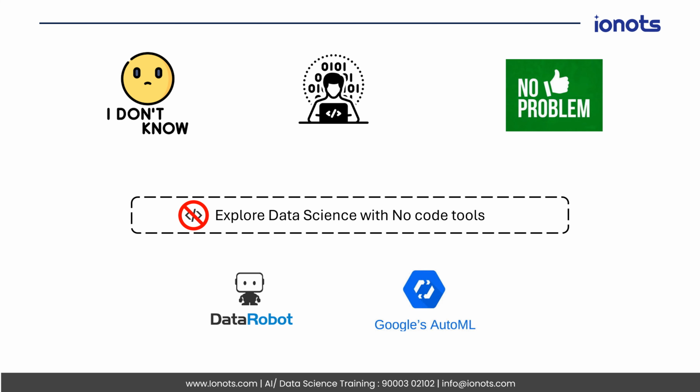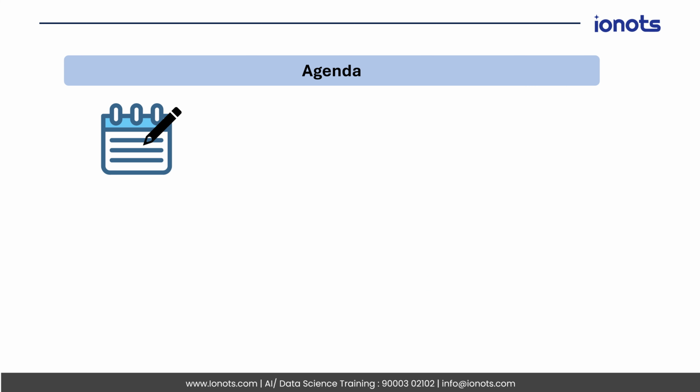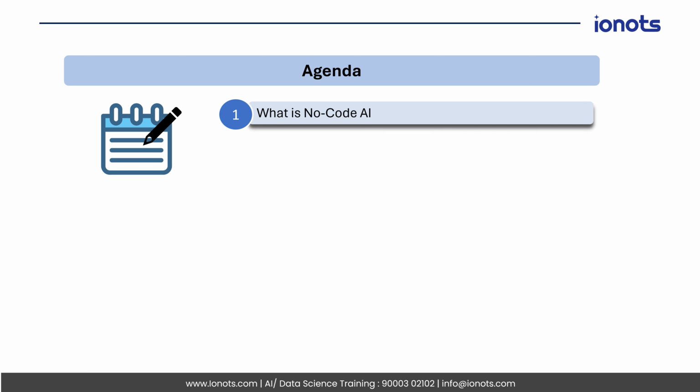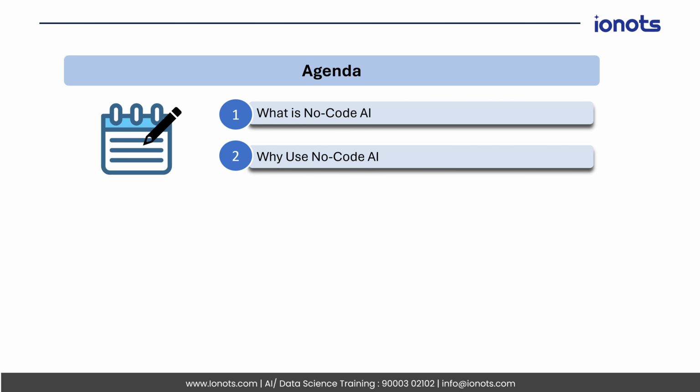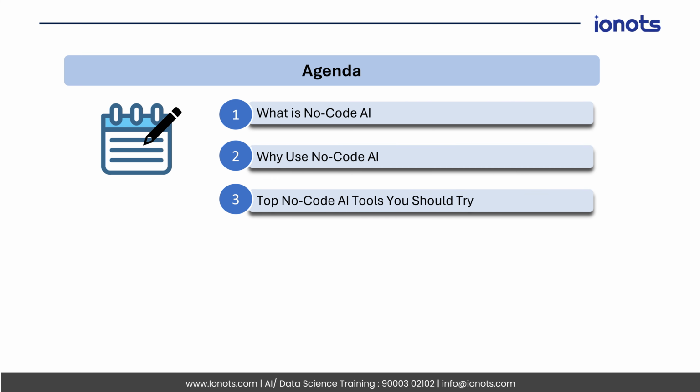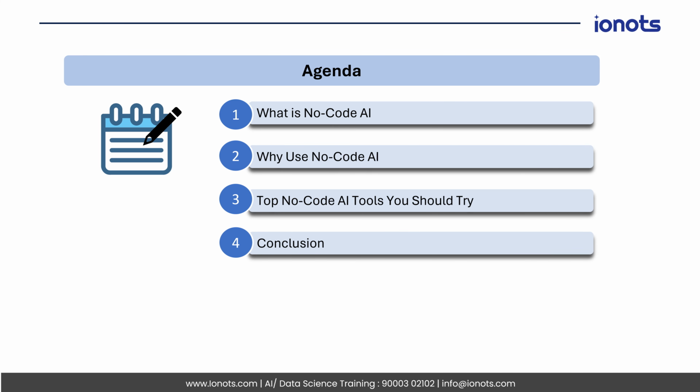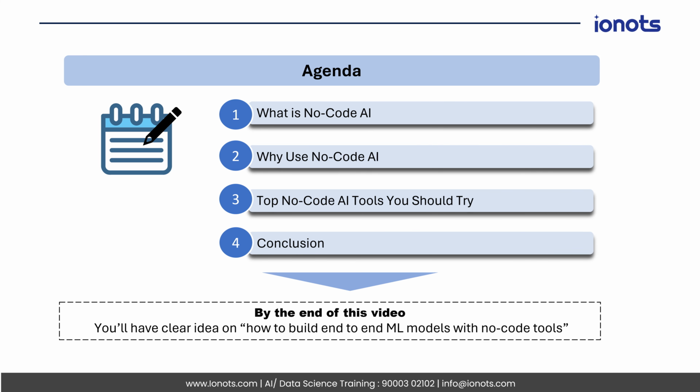But before we begin, let's quickly go through what we will be covering in today's video. So first, we'll start with an introduction to what is no-code AI. Then we will talk about why these no-code AI tools are becoming so popular. Then we will go through some top no-code AI tools that you should try. And finally, we'll end with key takeaways. So by the end of this video, you will have a clear idea on how to build end-to-end machine learning models using no-code tools.